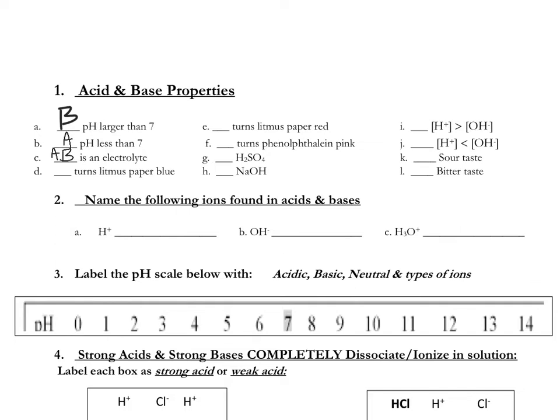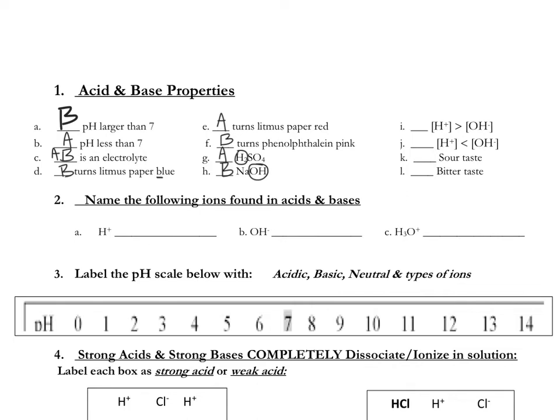Turns litmus paper blue. Remember, blue, B for base. Turns litmus paper red? Well, that's the opposite of blue, and as far as litmus paper goes, that's an acid. Turns phenolphthalein pink? That is a base. H2SO4 has an H in the front of the compound. That's an indicator that this is an acid. NaOH: anything with an OH like this is considered a base. This is a strong base.